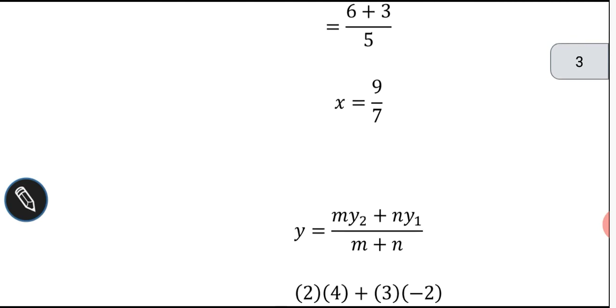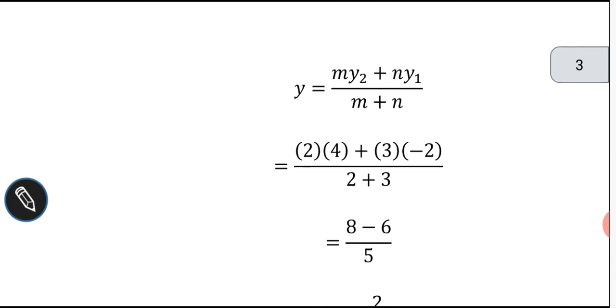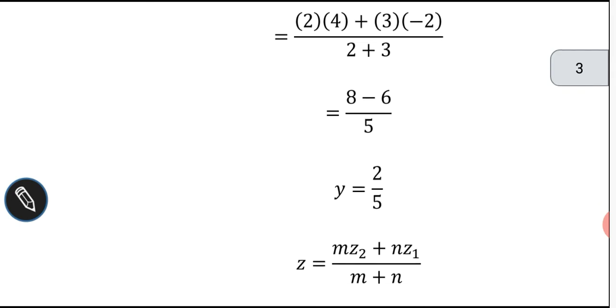Similarly, for y equal to (m y2 plus n y1) divided by (m plus n). So plug in the values, which is equal to 2 into 4 plus 3 into minus 2 divided by 2 plus 3. Okay, so 2 into 4 means 8, 3 into minus 2 is equal to minus 6. Okay, so 8 minus 6 divided by 5. Okay, so that is equal to 2 by 5. Y is equal to 2 by 5.